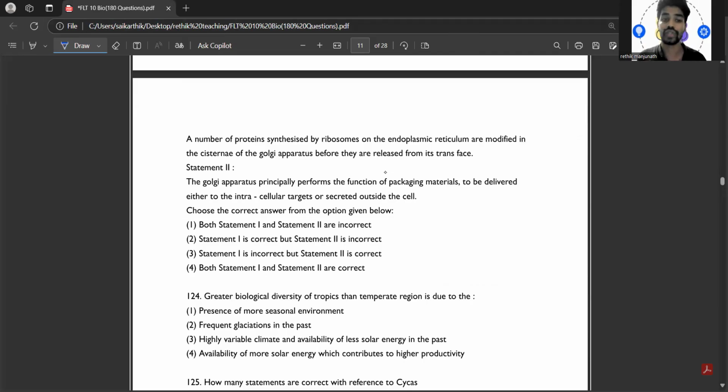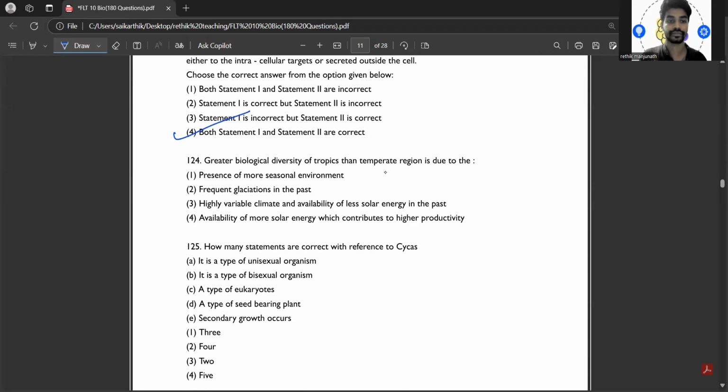Correct. Statement two says that the Golgi apparatus principally performs the function of packing materials to be delivered either to the intracellular target or secreted outside the cell, which is also correct. So both statements 1 and 2 are correct.